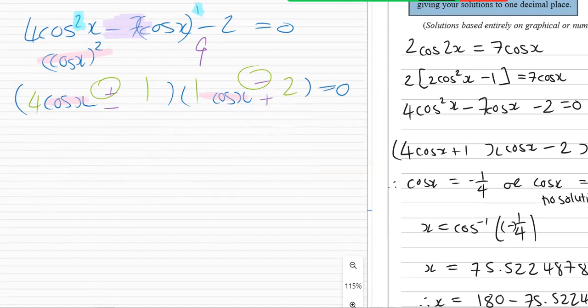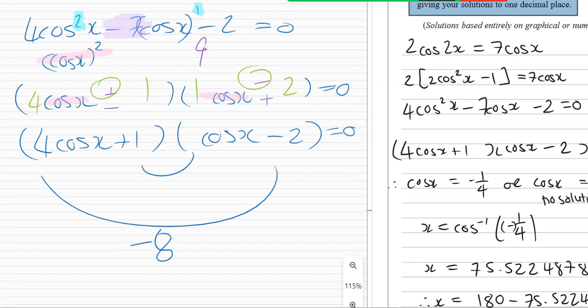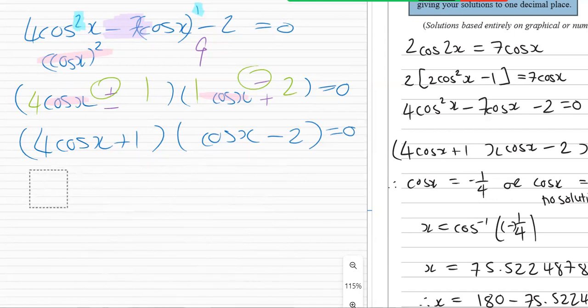So if I were to write that out again, a little bit neater: 4 cos x plus 1, cos x minus 2 equals 0. And I do a little rainbow to check. So -2 times 4 is -8. Sorry, not 6, I said 6 earlier. And this is -1 cos x. Plus 1, so -8 plus 1 equals -7. And that's what we want. So we've got the correct brackets.